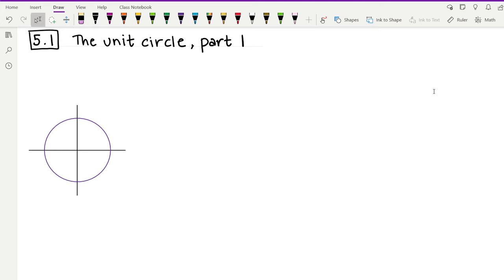But just know, why are we learning this? We're learning it because it's going to really help us out with trigonometry, which is going to be the main topic of this class.